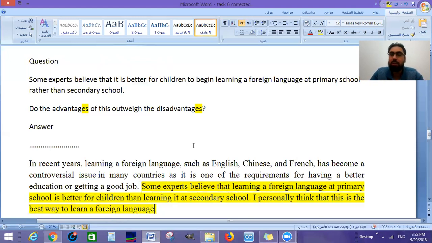Also, we could replace the words in the question, like advantages and disadvantages, with the merits and demerits. And we could use terminology like drawbacks, and there are lots of words that we can use to talk about advantages and disadvantages. Okay.